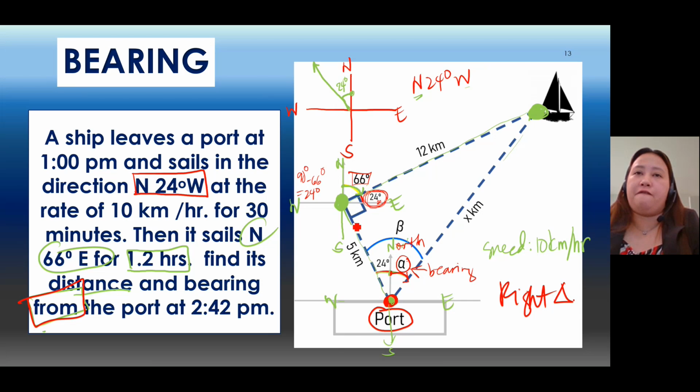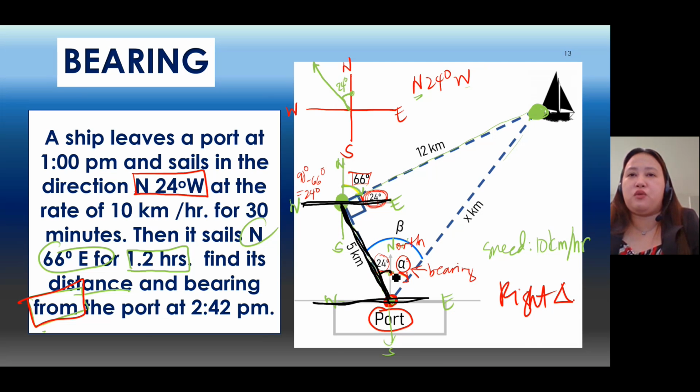Now, what else? What are the other given here? Okay, now we have another 24 here as the given. So we have 66 and then 24, or 24 and then 66. So this 24 can be used. Remember the alternate interior angles? You can see that we have two lines, this line in black, and then this line also. Then you can see the diagonal.